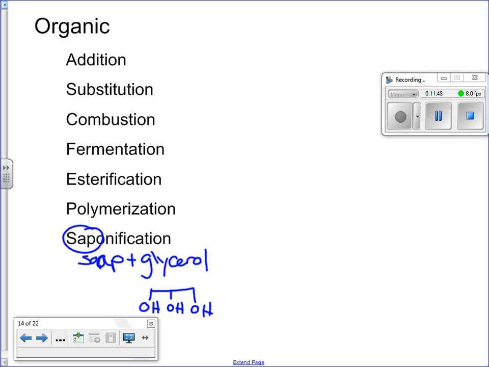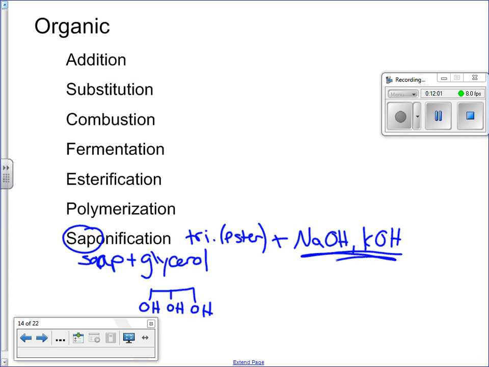This is a triglyceride, which is an ester. How do you know it's saponification? Because there's a big honking base there. NaOH, KOH. When you see that in an organic reaction, that means that carbonyl stuff. That means you're making soap.